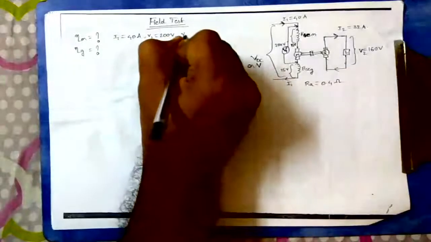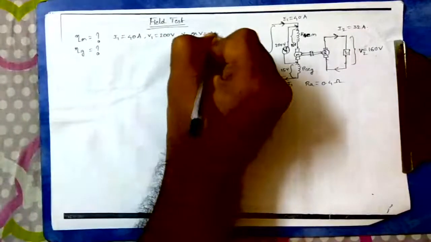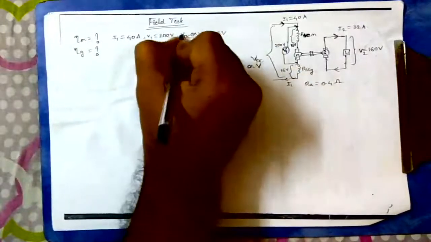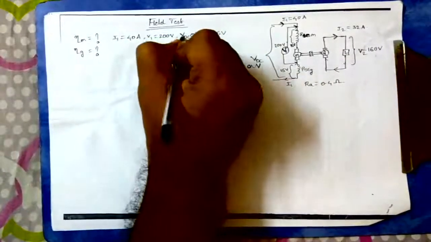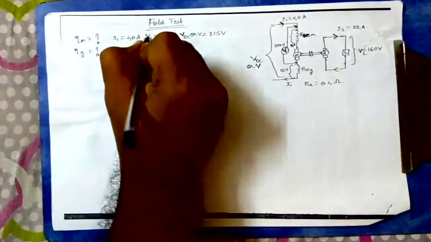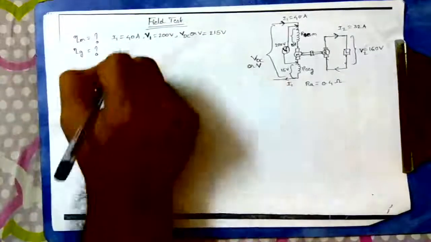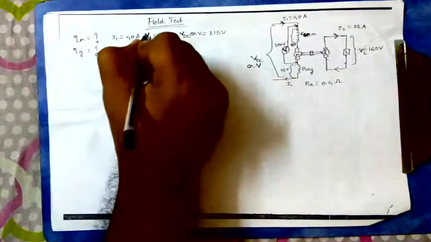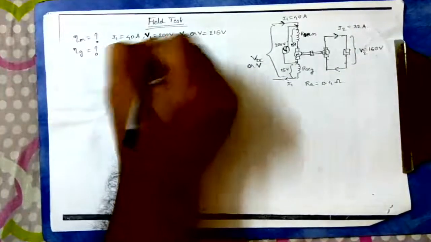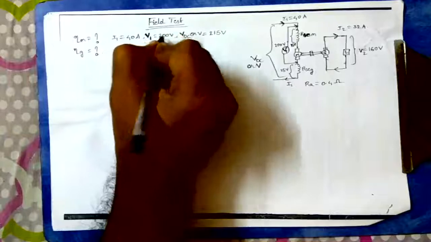Can I write it like this? VDC or V is equal to 215 volt. Again I'm reminding you, VDC or V is nothing but the total supply voltage, where V1 is the exclusive voltage across the motor. This is the total supply, and this is the only supply across the motor.